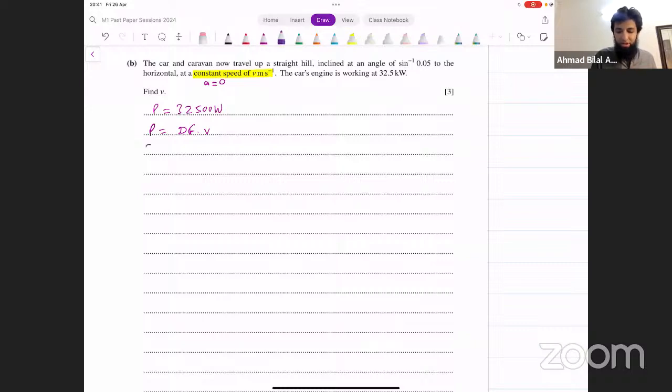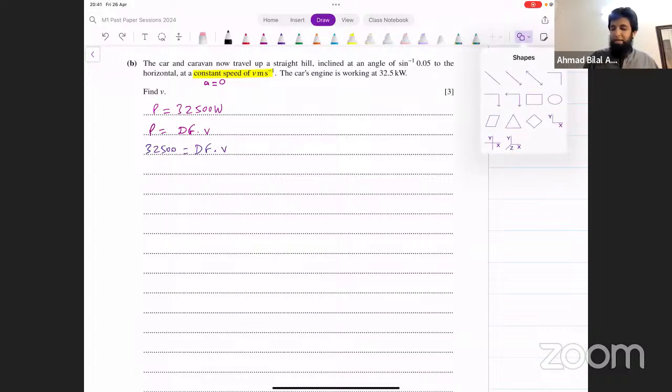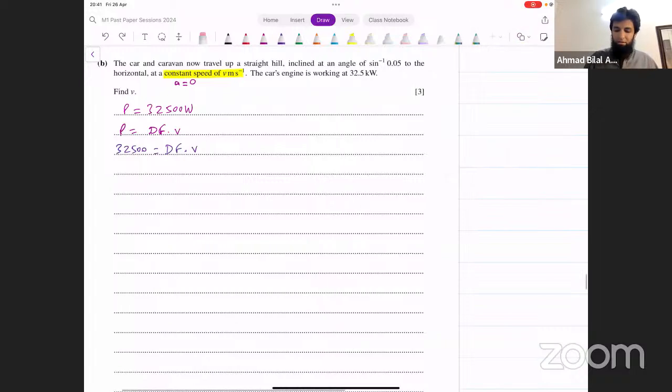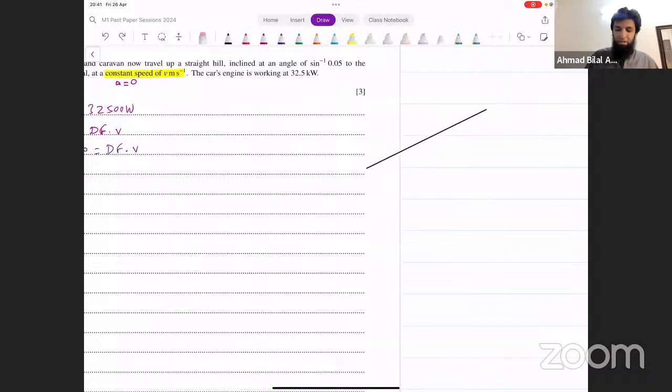We can say 32,500 equals driving force into velocity, or driving force into speed, in fact. If we can find driving force somehow, we can find the corresponding speed for that. Now, what information are we given? It's an inclined surface. It's a straight hill, looks something like this.